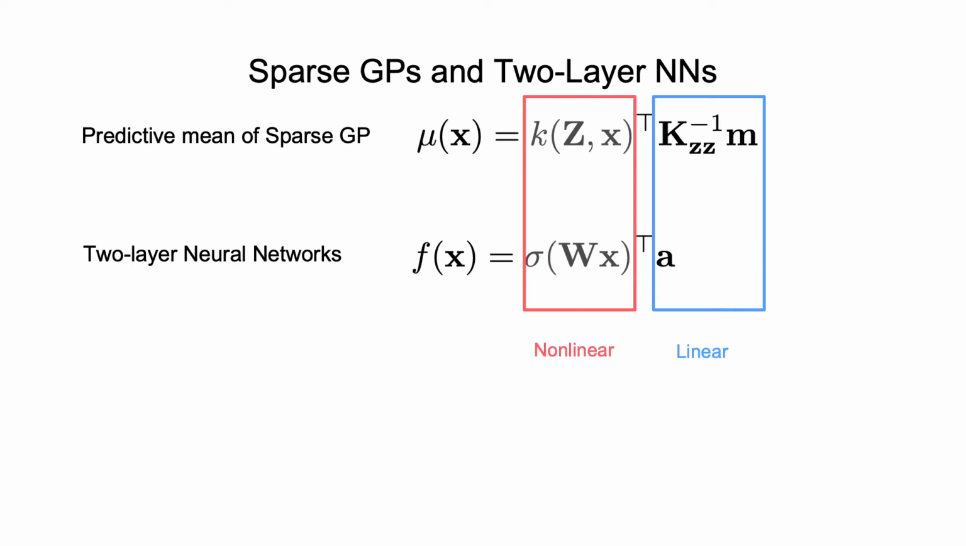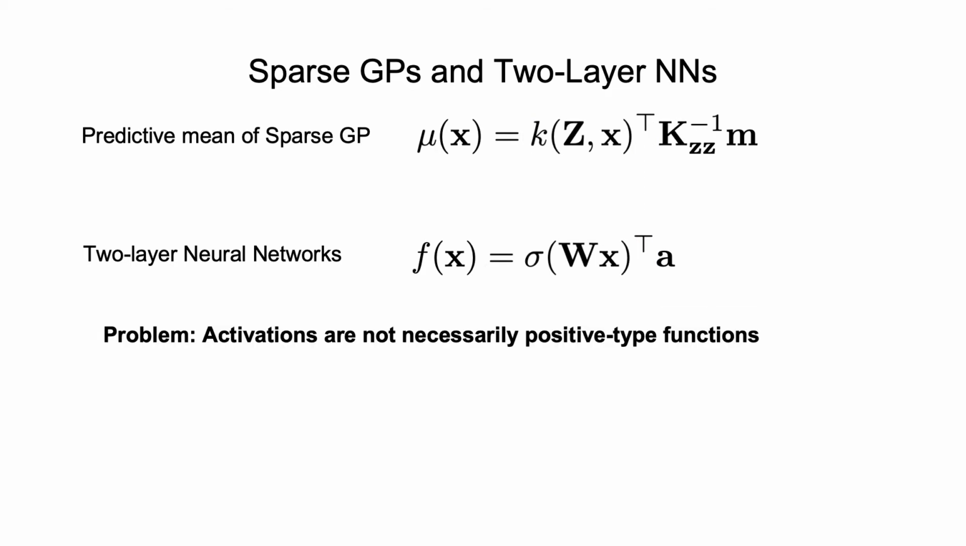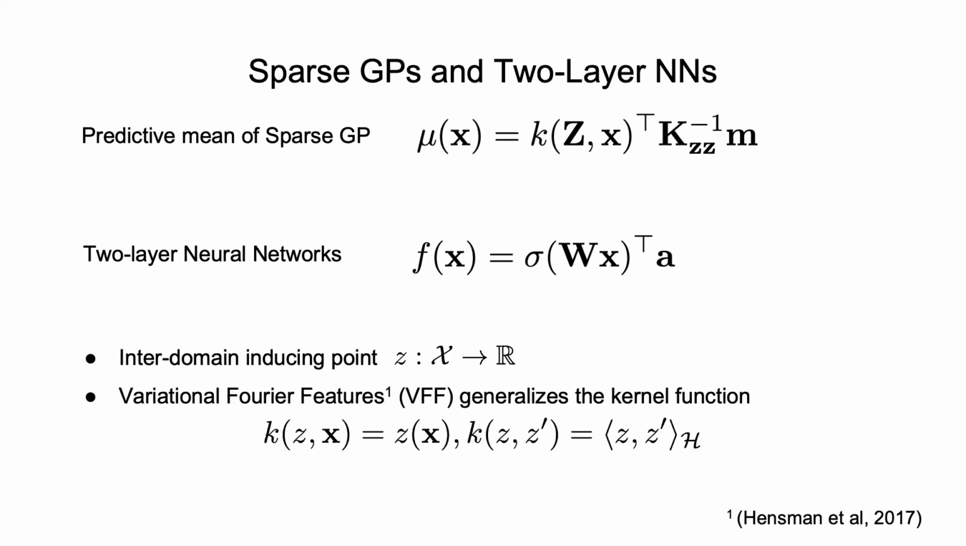So imagine that we match the linear coefficients to be the same for both equations, and we let k_zx equal sigma(Wx). Then both equations become exactly the same, and we match the sparse GP with the two-layer neural network. However, there's a problem. The problem is that the activation sigma is not necessarily a positive definite function, so it cannot be a kernel. Luckily, the inter-domain inducing points save us.